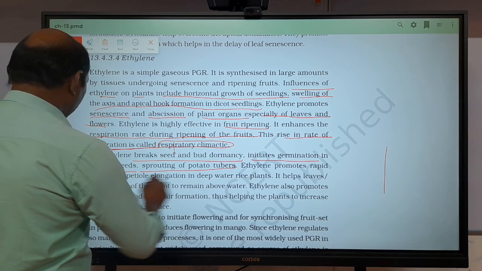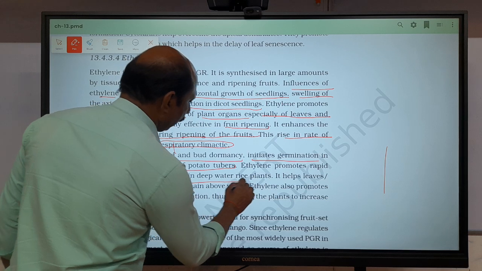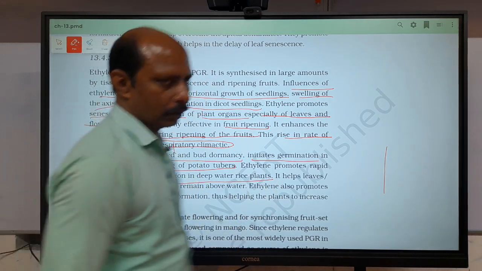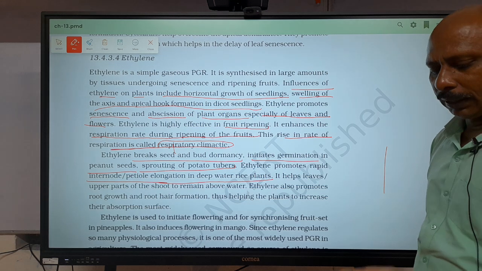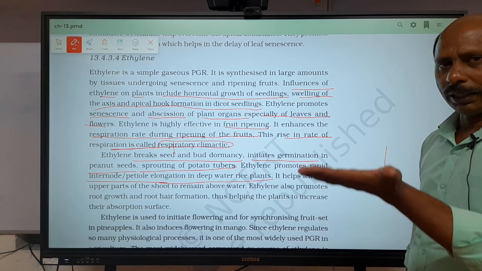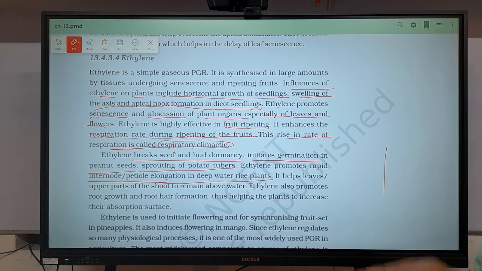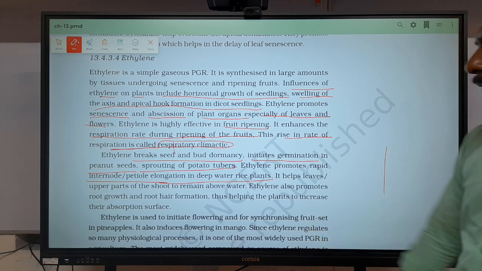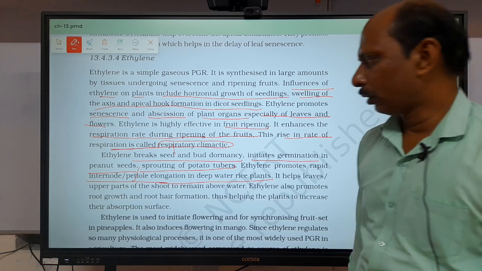Ethylene also promotes rapid internode or petiole elongation in deep water rice plants. Rice, we know very well, grows in deep water. When we increase the level of water, the rice plant also increases. So what part of the rice plant increases? The internode, and this one is given as petiole. Petiole means the leaf stalk, right?